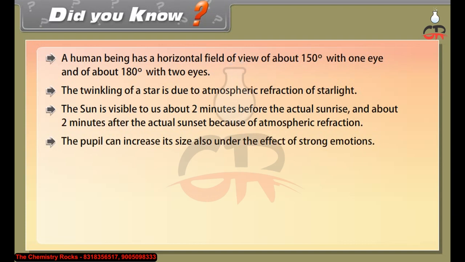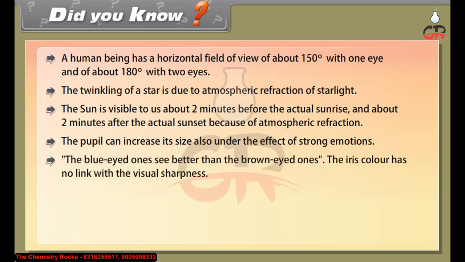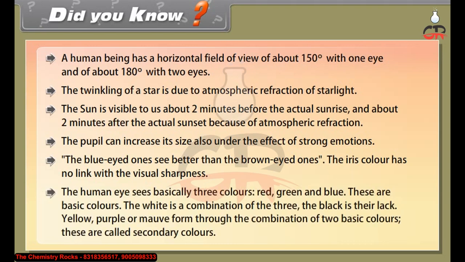The pupil can increase its size also under the effect of strong emotions. It is said that the blue-eyed ones see better than the brown-eyed ones, but the iris color has no link with the visual sharpness. The human eye sees basically 3 colors: red, green, and blue. These are basic colors. White is a combination of the 3. Black is their lack. Yellow, purple, or mauve form through the combination of 2 basic colors. These are called secondary colors.